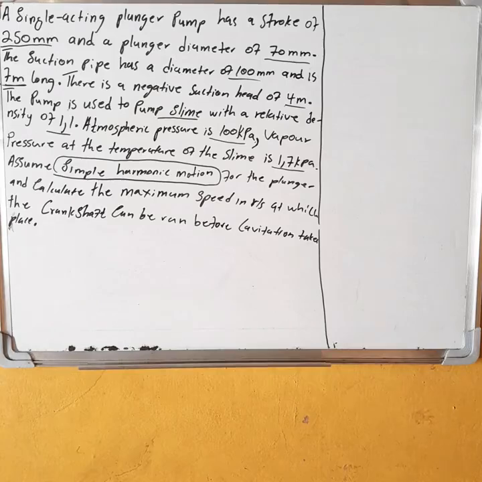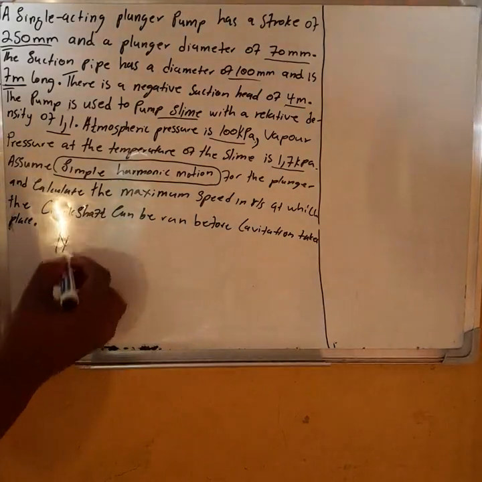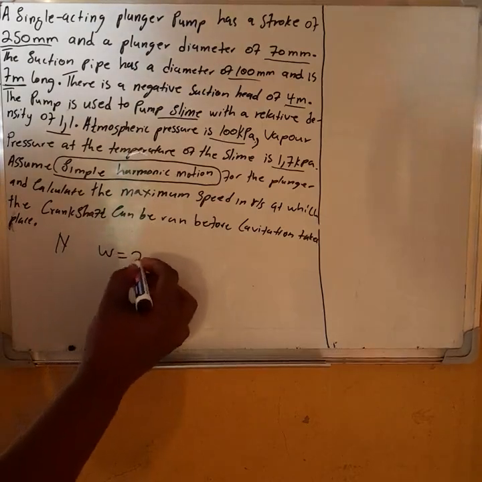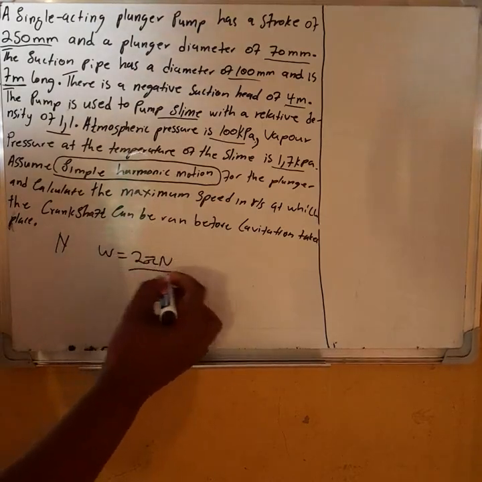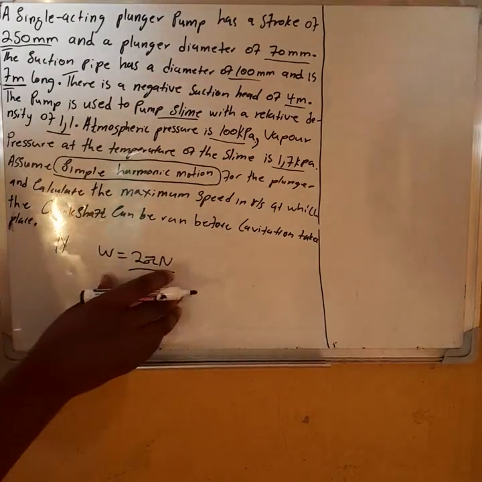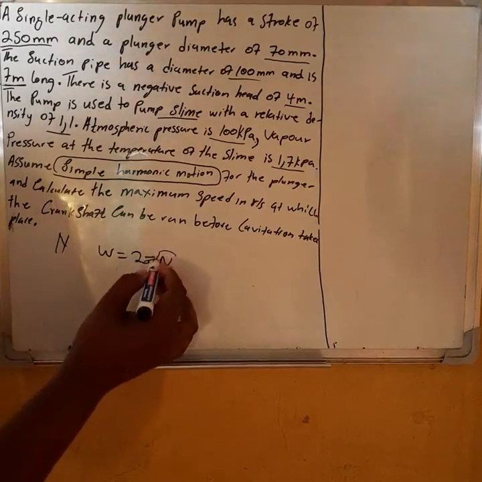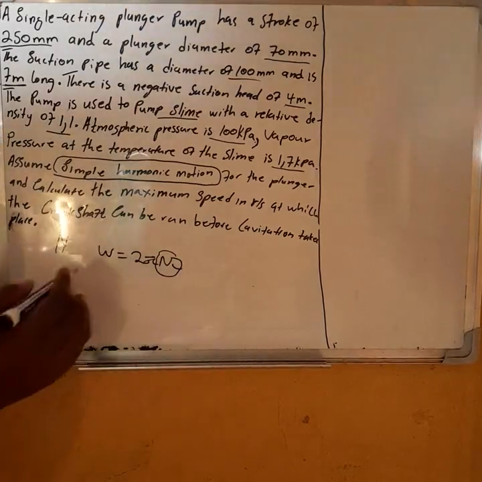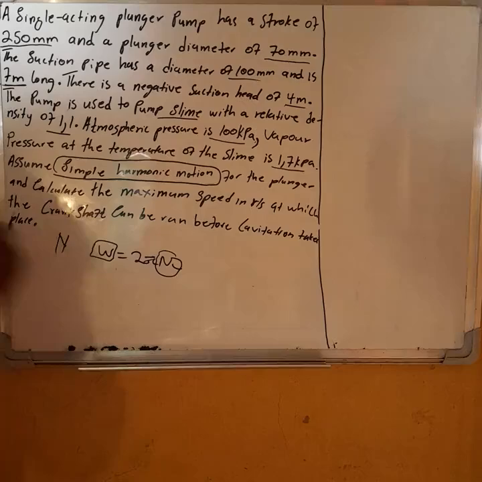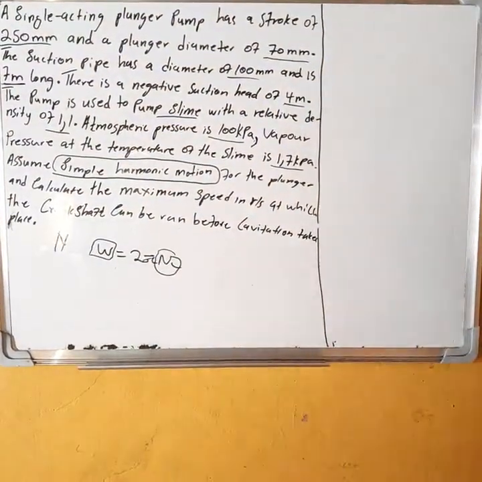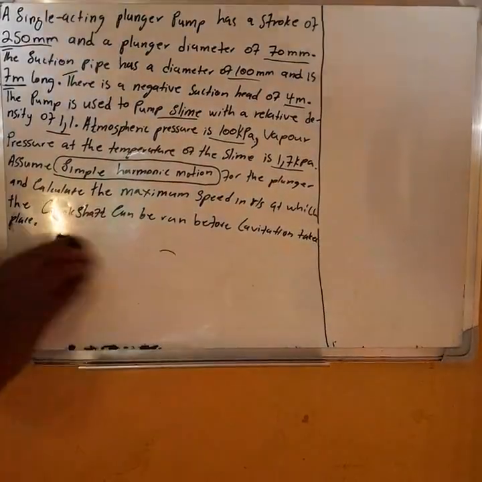So they want the crankshaft speed. We are not talking about speed, we're talking about N. Where do we get this N? We get it from angular velocity, which we know is omega = 2πN. This will be radians per minute, but here per second. We will make this the subject of the formula. The aim is to calculate the angular velocity first so that we can calculate N.